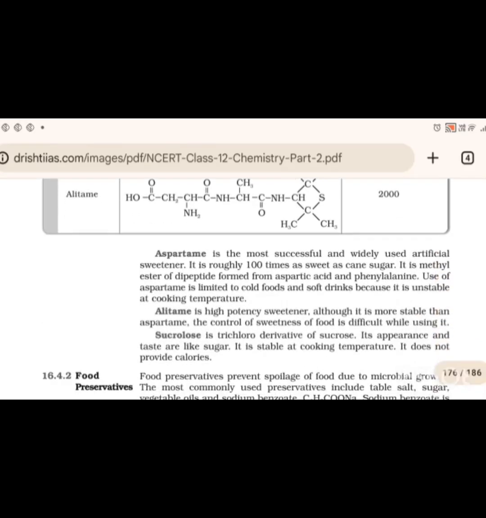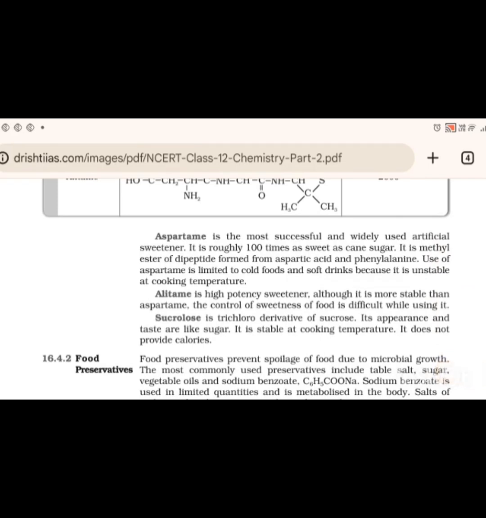Aspartame is the most successful and widely used artificial sweetener. It is roughly 100 times as sweet as cane sugar. It is the methyl ester of a dipeptide formed from aspartic acid and phenylalanine. Use of aspartame is limited to cold foods and soft drinks because it is unstable at cooking temperature.